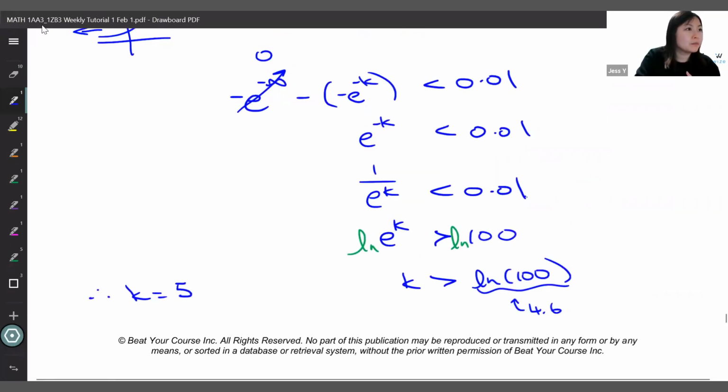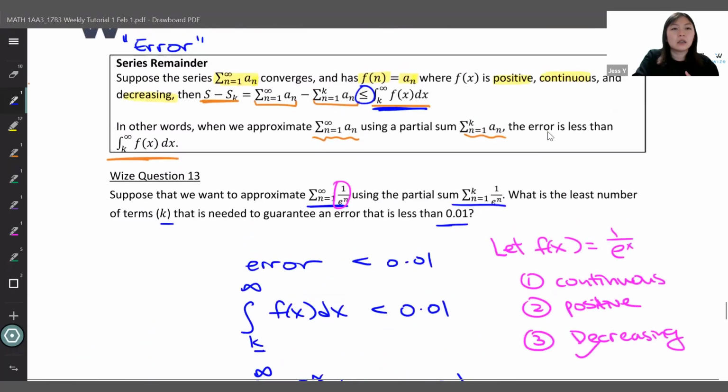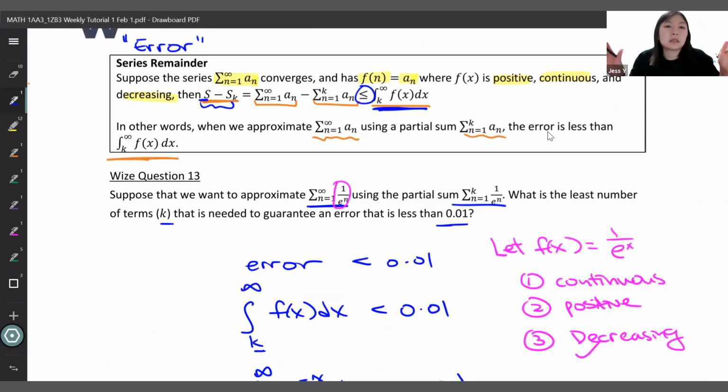Okay, so some questions coming in. Can you explain why we set the error to less than the interval? Yeah, absolutely. For this particular question, this uses the series remainder theorem from the integral test. If we know what the series sum is, we don't have to guess. But we don't know what the series adds up to. So we are going to approximate it using the kth partial sum. We're going to add up the first k terms. So there's going to be a little error there. They're telling us that the error is going to be less than the integral from k to infinity of f of x dx. That's just a theorem. That's what they're telling us.